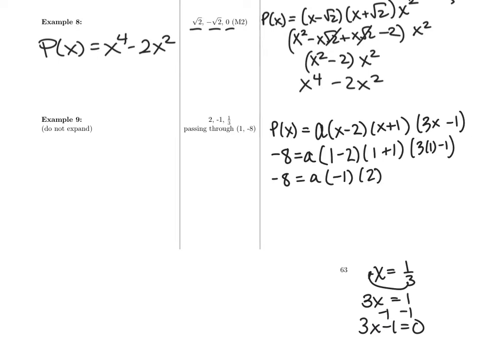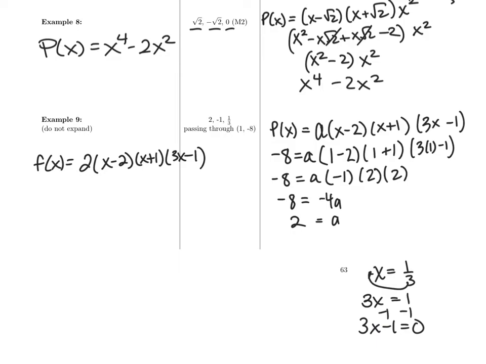2. 3 minus 1 is 2. So we have -8 equals -4a. A is going to be +2. So our factored form would be 2 times the quantity x minus 2, x plus 1, and 3x minus 1.